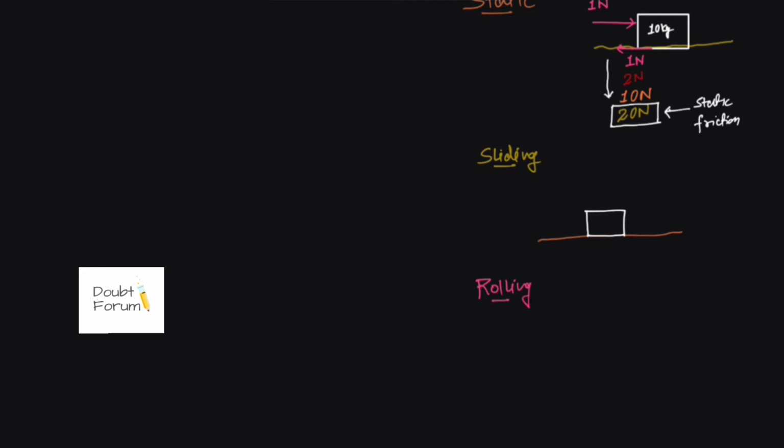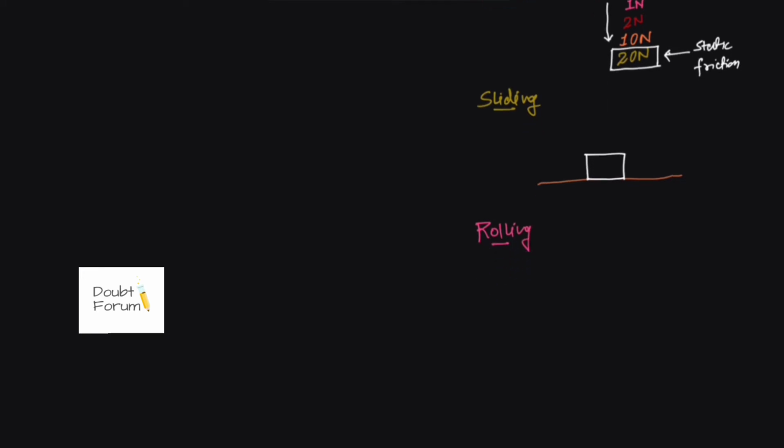Rolling friction comes into picture when a body, cylindrical or spherical, rolls on a surface. So suppose there is a cylinder or a ball of a spherical shape and it is rolling. It is rotating about its axis and rolling. So when it is rolling, there would be some friction between the surfaces at the point of contact. This would be called rolling friction. We should always remember that rolling friction is one of the smallest categories of friction.